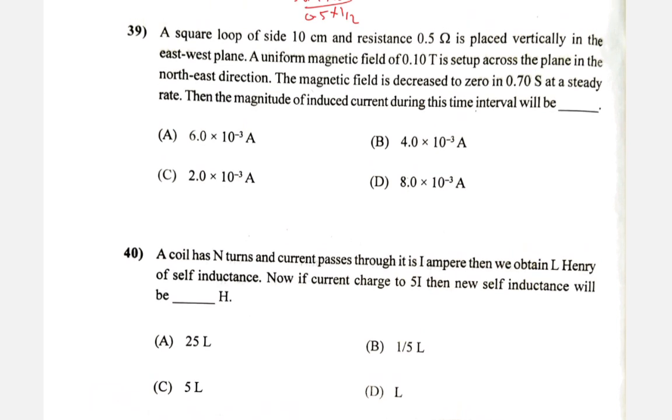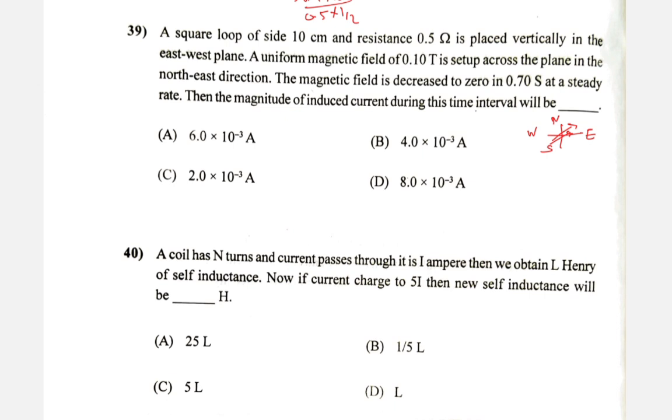A square loop of side 10 centimeter and resistance of 0.5 ohm is placed vertically in the east-west plane. East, west, north, south. The square loop is placed in the east-west plane when a uniform magnetic field of 0.5 Tesla is set up across the plane in the northeast direction. This is a textbook example. The magnetic field is decreased to 0 in 0.7 seconds at a steady rate.